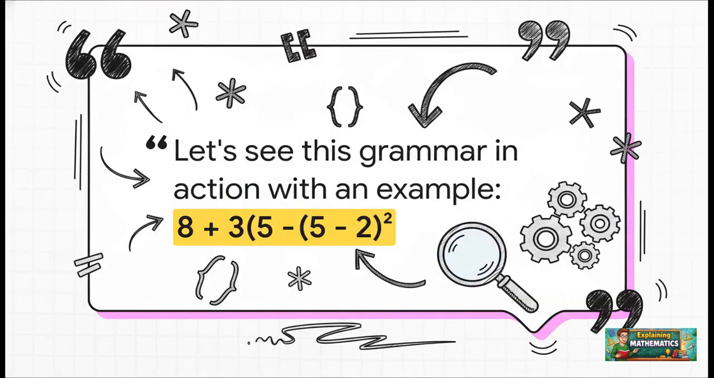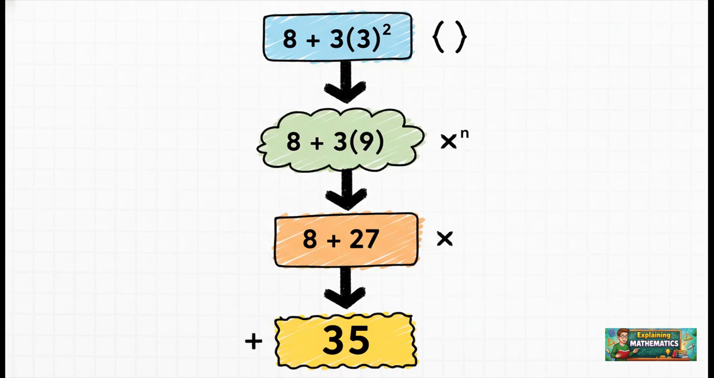Look, talking about grammar is boring. It makes way more sense when you see it in action. So let's solve this expression together. Where do we even begin? We just follow PEMDAS step by step. First, P for parentheses. 5 minus 2 is 3. Got it. Next, E for exponents.